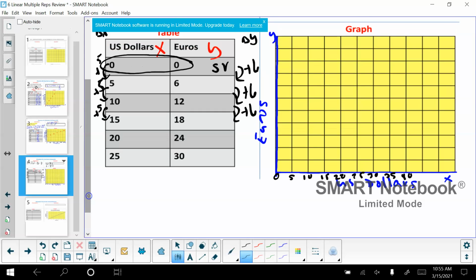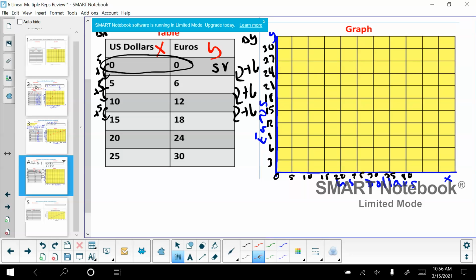Okay, now my y side is going up by 6s, which I could do, 0, 6, 12, or I could go up by 3s. That's a little bit easier to do, so I'm going to do 3s. 0, 3, 6, 9, 12, like that, and then 15, 18, 21, 24, 27, 30. But if you wanted to go up by 6s, you could. That would work. Or you could go up by 2s, 2, 4, 6, 8, 10. Like that would also work as well.